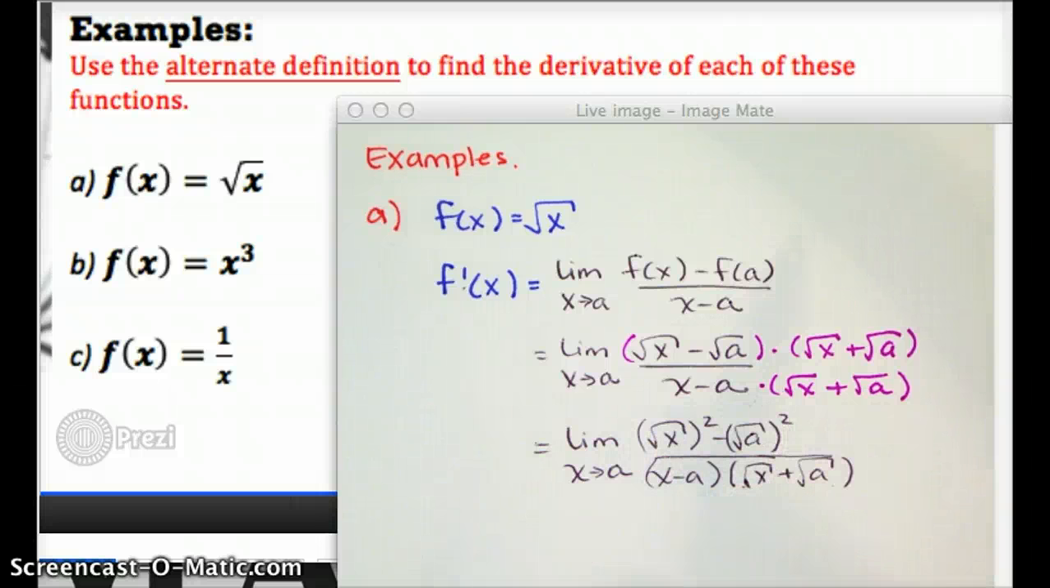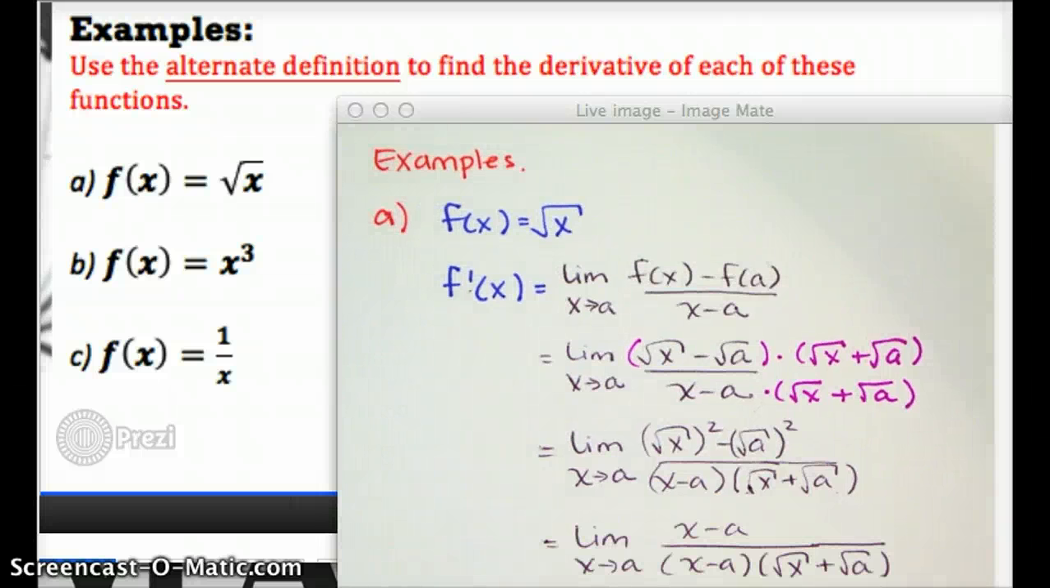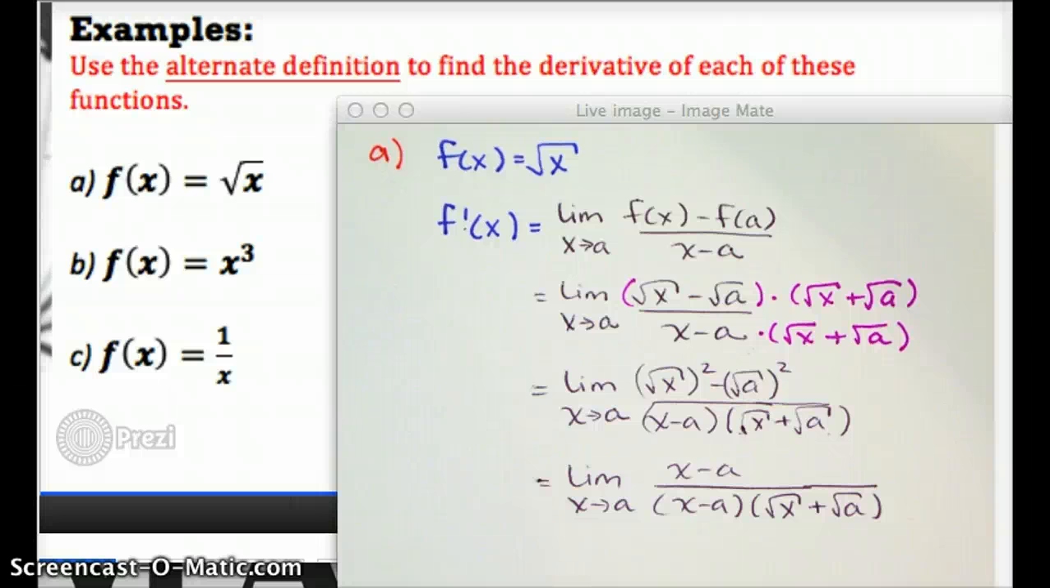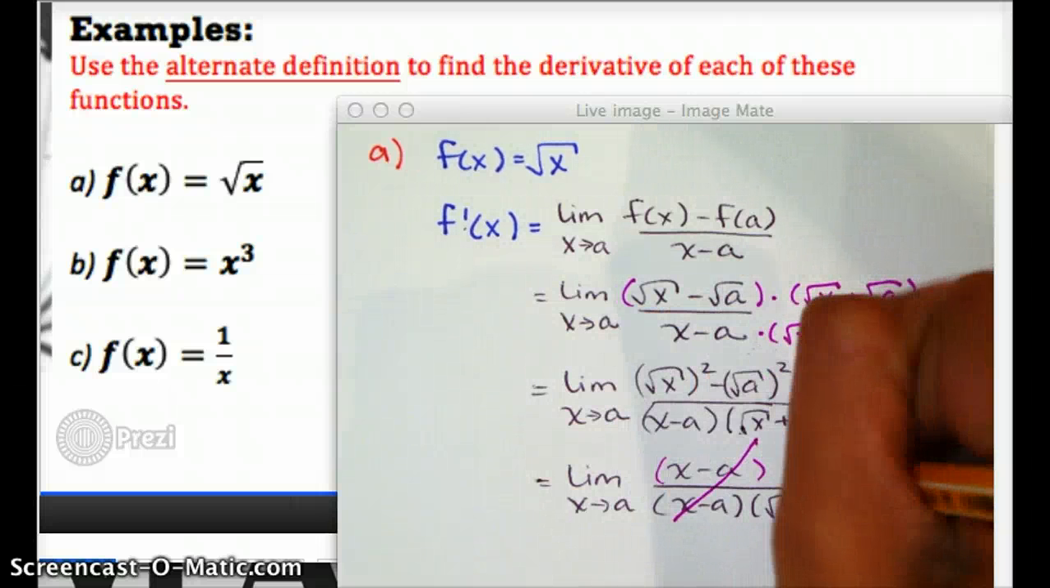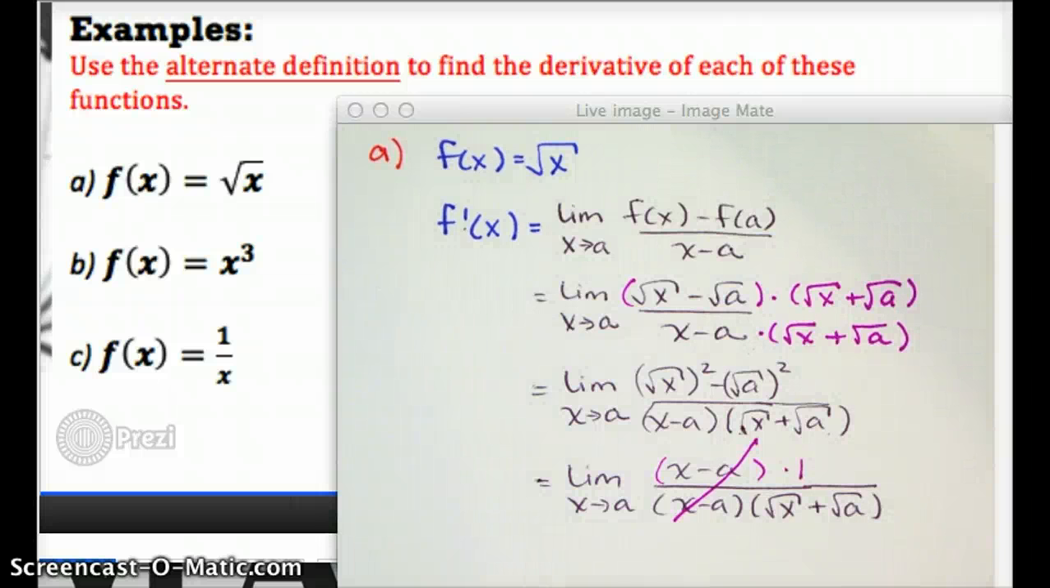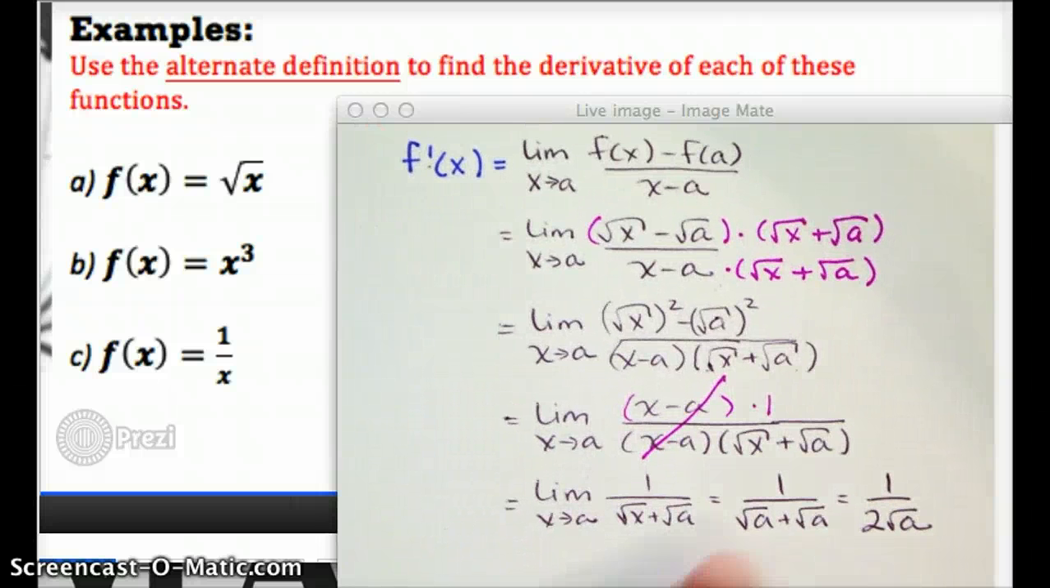Of course, on the top it simplifies, and it turns into the binomial x minus a, which we can then cancel out. And remember that when you cancel, it leaves a 1 in its place. So we now have a limit that we can evaluate. We can just plug in a, which is the term of the limit. We would plug it in right here for x, and we would get 1 over the square root of a plus a, the square root of a, sorry.